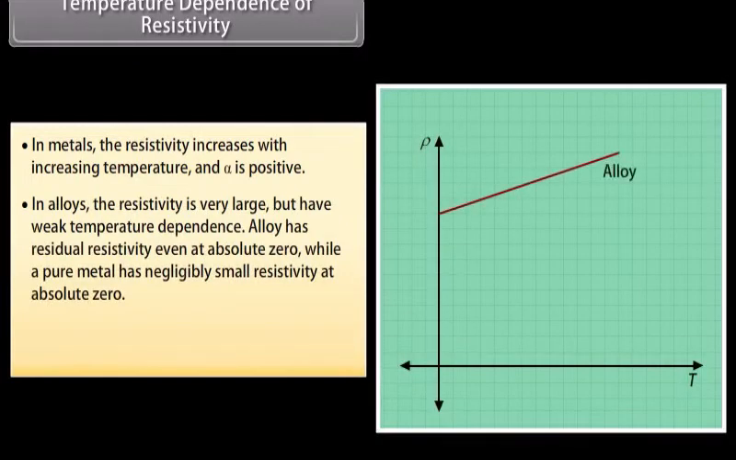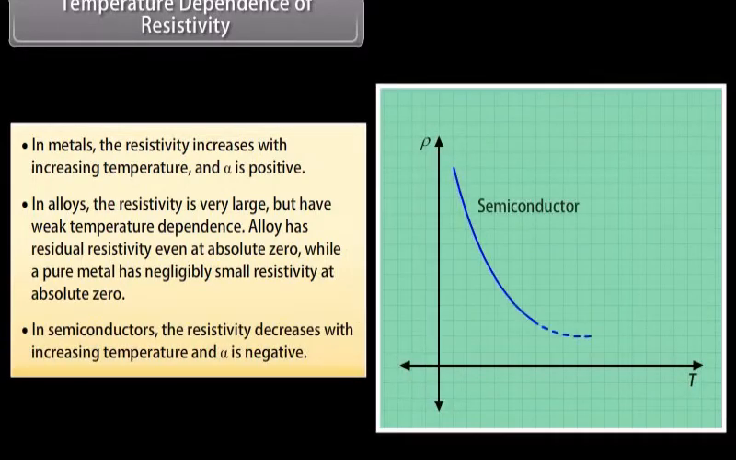In alloys, the resistivity is very large but has weak temperature dependence. An alloy has residual resistivity even at absolute zero, while a pure metal has negligibly small resistivity at absolute zero. In semiconductors, the resistivity decreases with increasing temperature and alpha is negative.